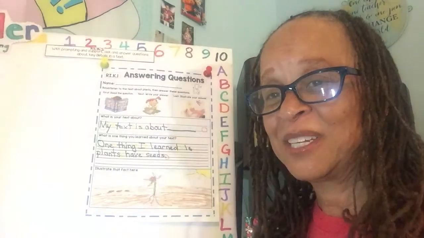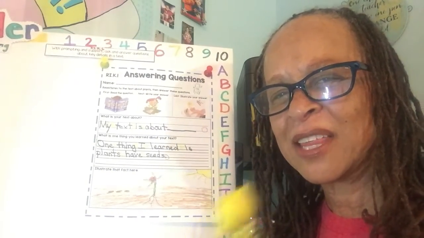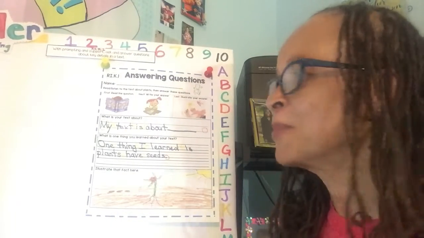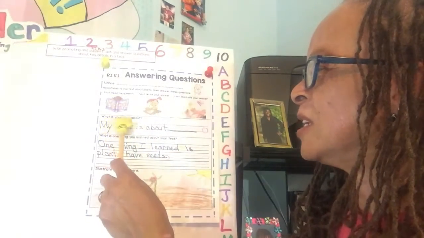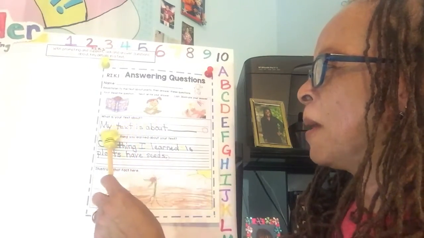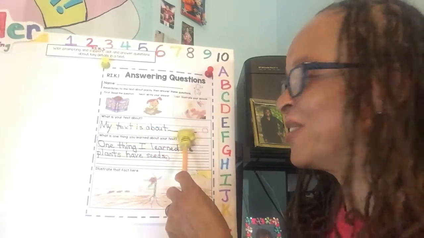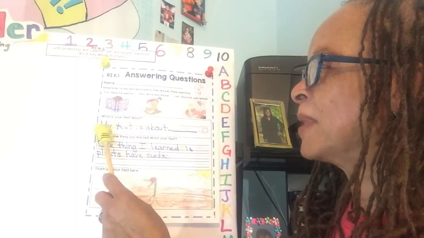Now that I've completed my illustration, I want to make sure that I've done everything that I'm supposed to do for asking and answering questions. First, did I read the question? What is your text about? My text is about, did you answer that question? Fill in the blank. And then I used my writing stoplight.